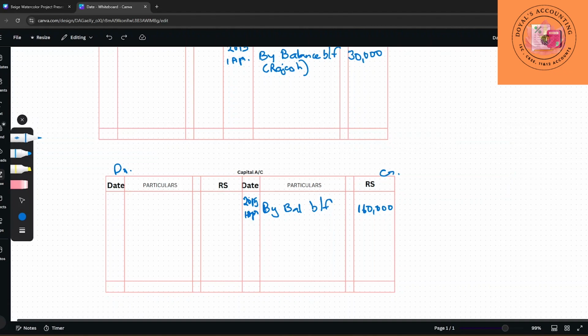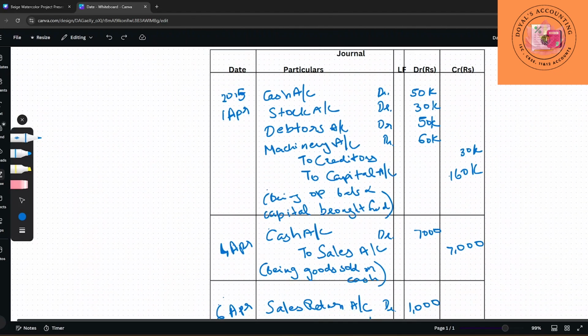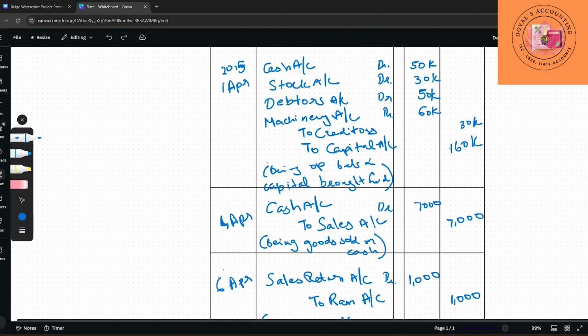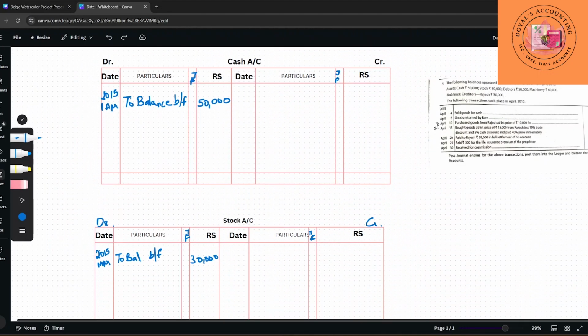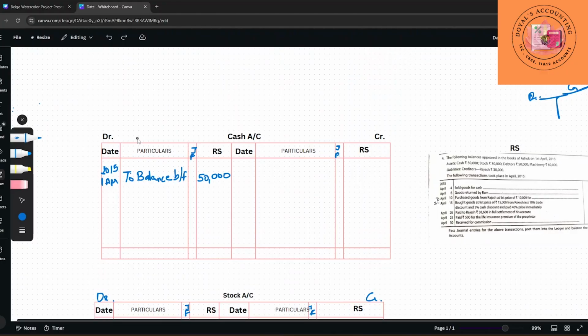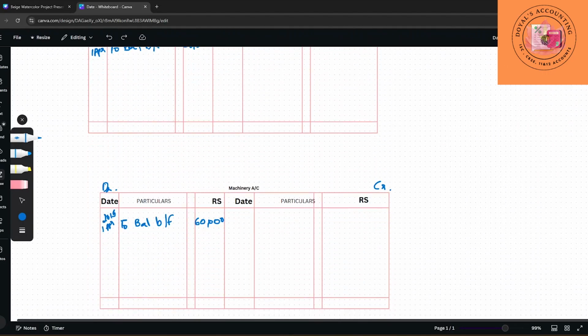Now let's see the next journal entry. On 4th April, cash account debit to sales account. So two accounts are being involved here. One is cash and one is sales. The journal entry was cash account debit to sales account. So that means cash account debit. What comes here? All the debit transactions. So 4th April to sales account, 7,000. Now I will go to my sales account. In sales, I will record it on the opposite side.